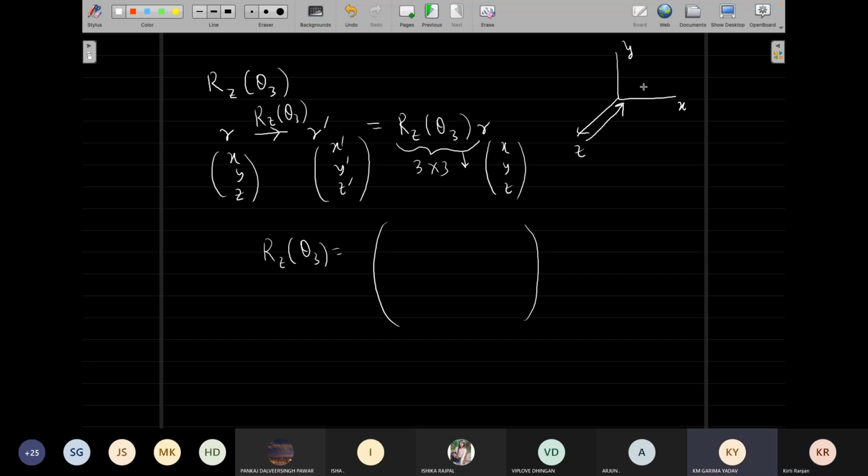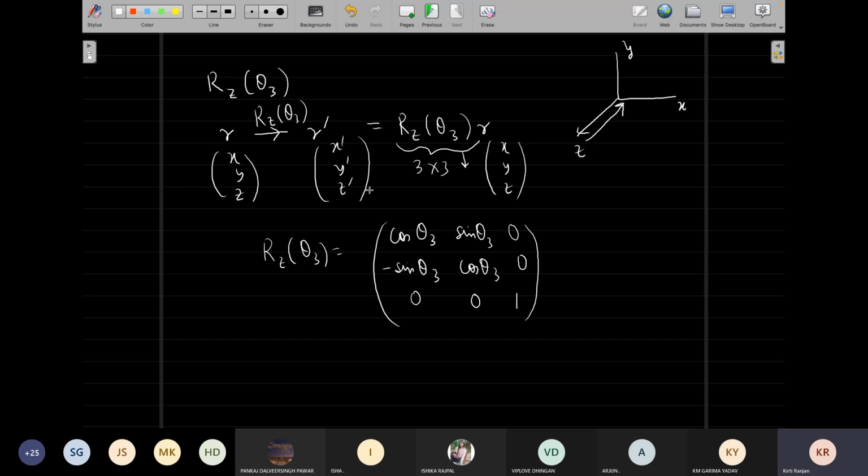So there will be an angle. Can somebody help me with writing? Cos theta 3. Then next term, sin theta 3, and then next term 0. Next row, minus sin theta 3, cos theta 3, 0. Then 0, 0, 1. Excellent answer. Would anybody else say that they have understood how this was said?